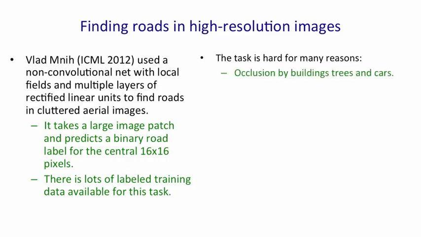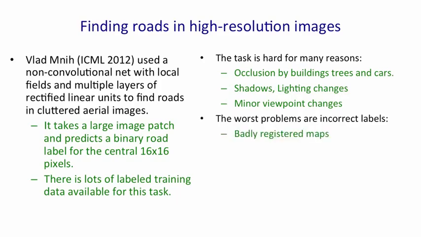There's the normal kind of vision problems. Roads are occluded by buildings, because the plane isn't looking straight down when it takes the photograph. They're occluded by trees. They're also occluded by cars that are sitting on the road. There's shadow effects from buildings. There's major lighting changes, depending on whether it's a sunny day or a cloudy day, for example. And there's minor viewpoint changes. So the plane is basically looking downwards, but in any large photo it can't be looking straight downwards at every pixel. The worst problems in this data are the incorrect labels.